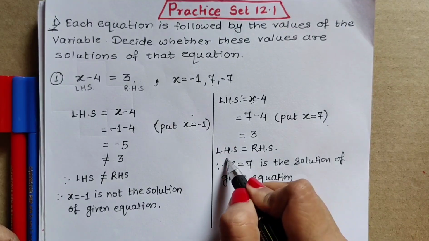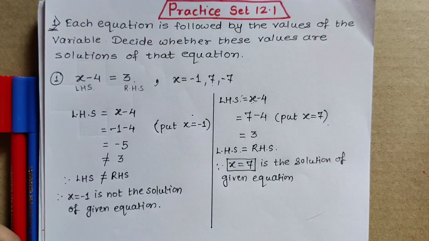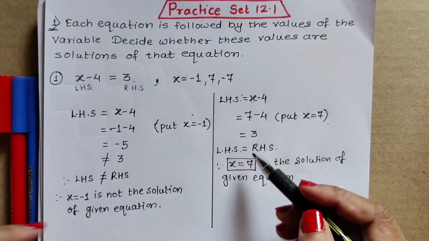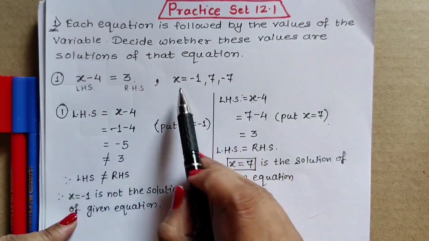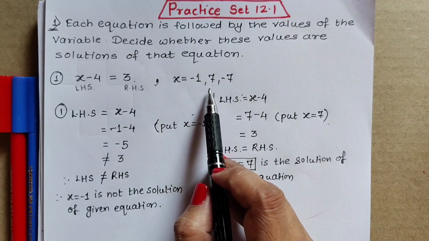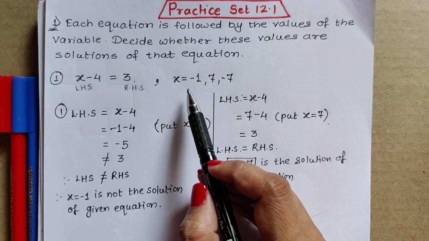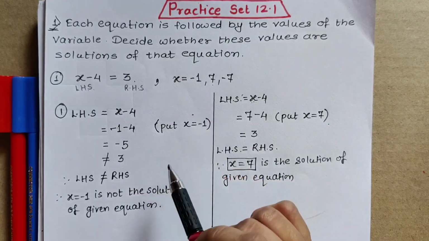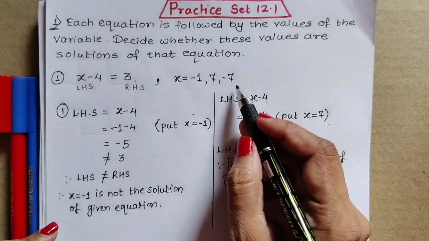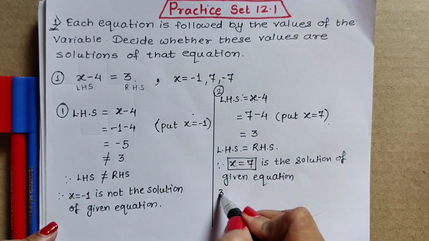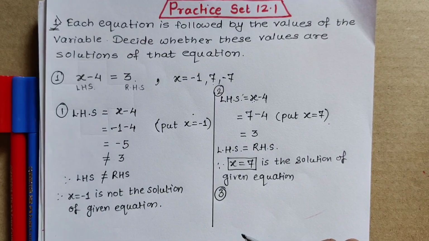So when we put 7 in place of x, our equation is satisfying, and that's why this is the solution of our equation. In this way, first we substituted the value for x as minus 1, and second we substituted the value for x as 7. So x is equal to minus 1 is not the solution of our equation, and x is equal to 7 is the solution of our equation. Now let us check for x is equal to minus 7.